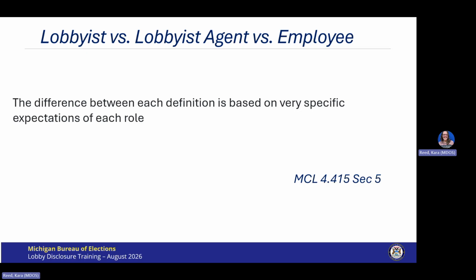Lastly, an employee is a person who is employed for the purpose of influencing or attempting to influence legislative action or administrative action. The compensation or reimbursement exceeds the threshold value, but it is less than the threshold for becoming a lobbyist agent. The threshold value is calculated every year and goes into effect on January 1st. The Lobby Act requires the thresholds to be adjusted based on the Detroit Consumer Price Index, and the fees for the next year are posted on our lobby webpage every December.